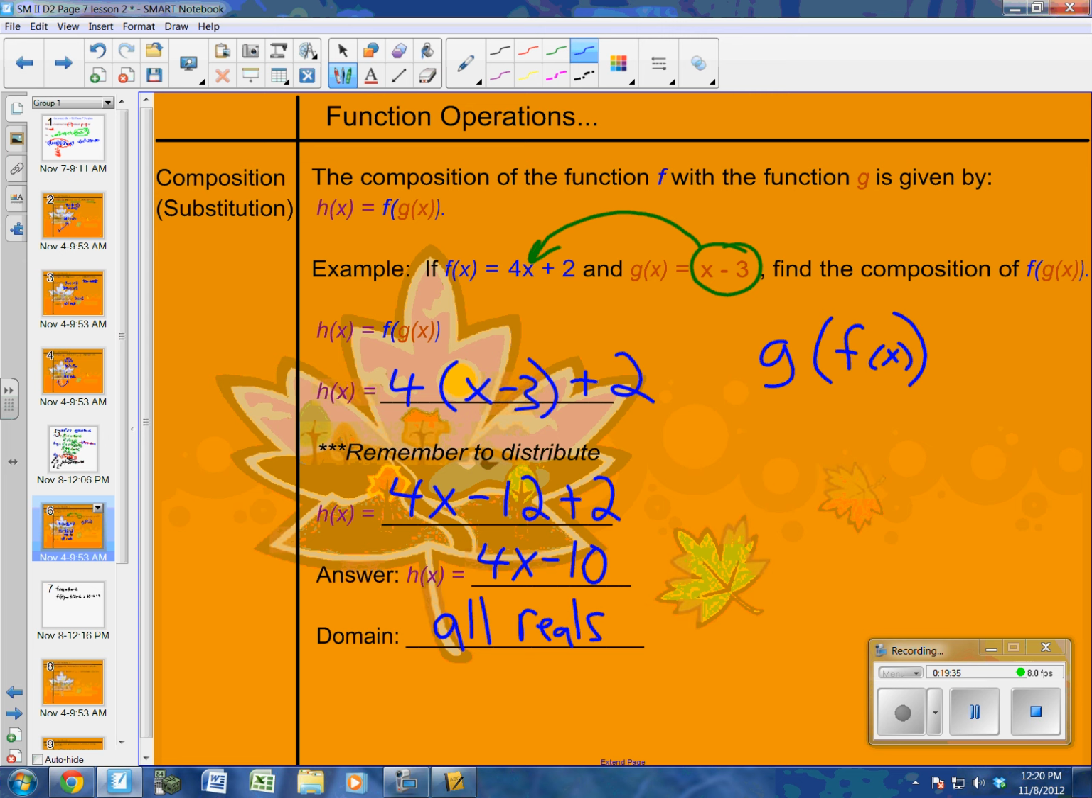So let's look at this right here. What are we putting in for what, you guys? Yeah, we're putting function f into function g, right? So here's function f. This time we're going to put this one in for that x right there. So g of x, we have x minus 3. But what goes in front for the x? Function f, which is 4x plus 2. And we just simplify that, which 2 minus 3 is negative 1. So 4x minus 1 is your answer.